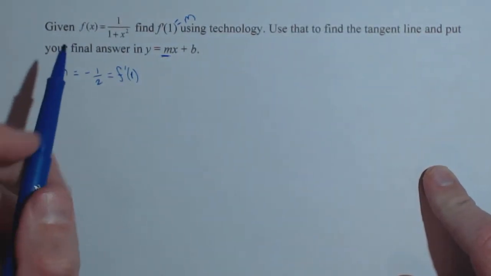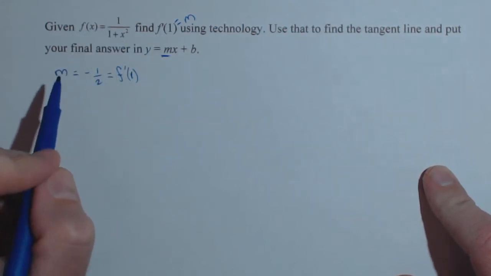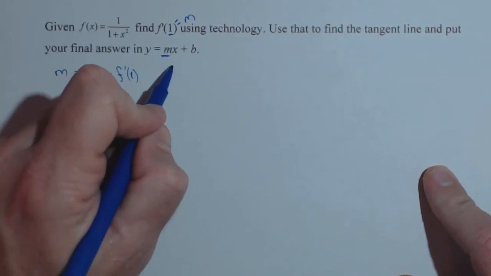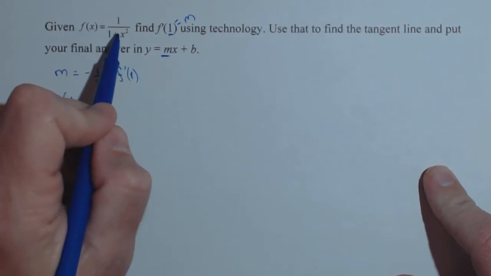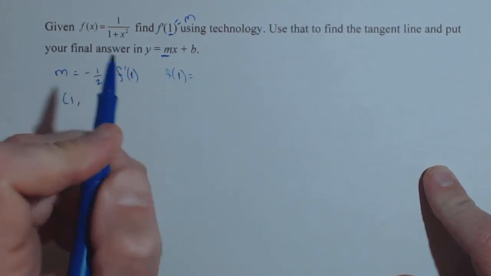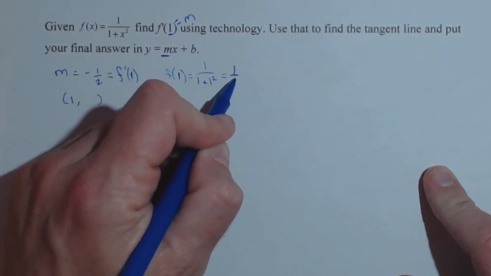So the other thing we need is the point that it goes through. We have the m, and we know that we're doing this at 1, so the point is going to be 1 comma something. Well, we're going to get that from the function, so we're going to calculate f of 1, which equals 1 over 1 plus 1 squared, or a positive 1/2.